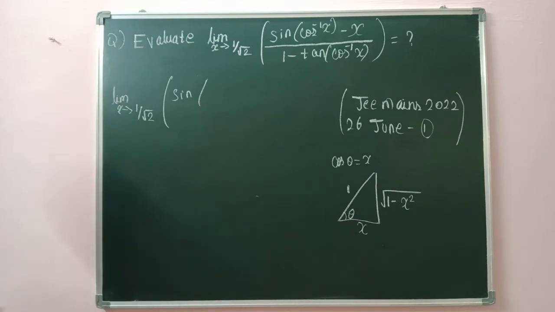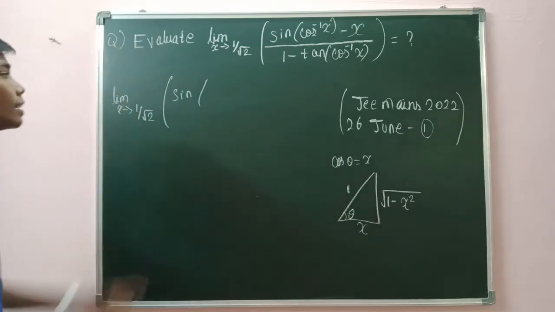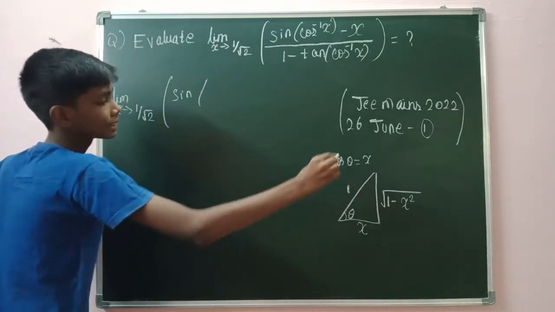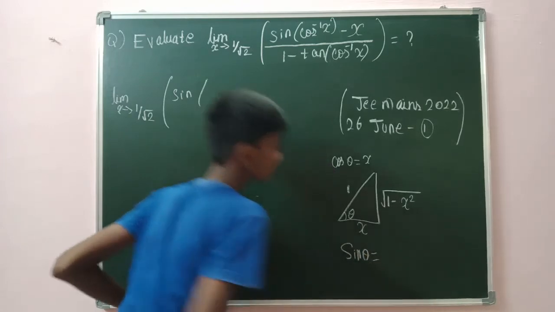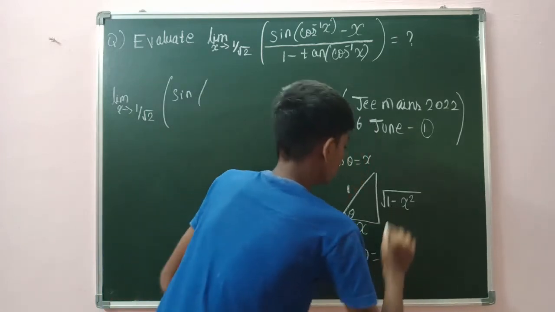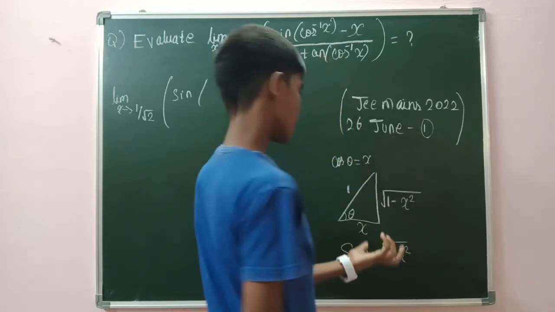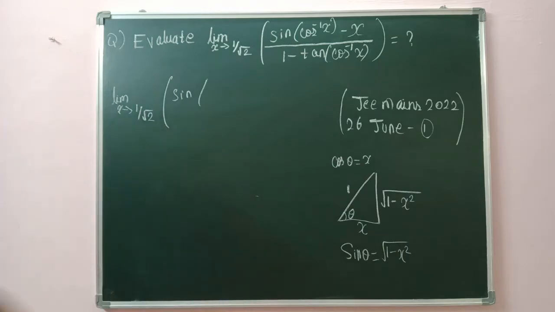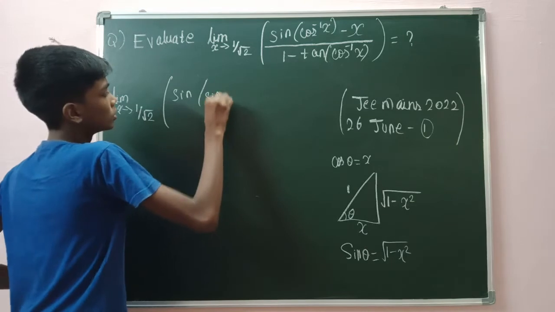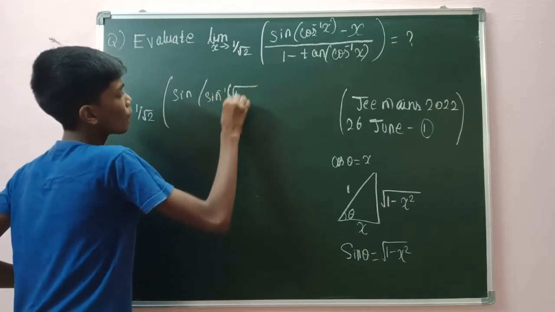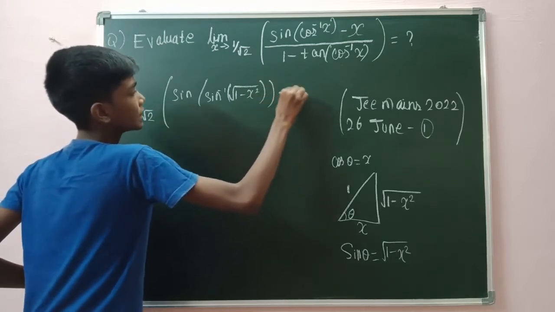Now, if the opposite is root of 1 minus x square and the hypotenuse is 1, then if cos theta is equal to x, sin theta will be root of 1 minus x square by 1, and you don't need to consider the 1. So if sin theta is equal to root of 1 minus x square, then theta will be sine inverse of root of 1 minus x square. Then after that, we are having minus x.